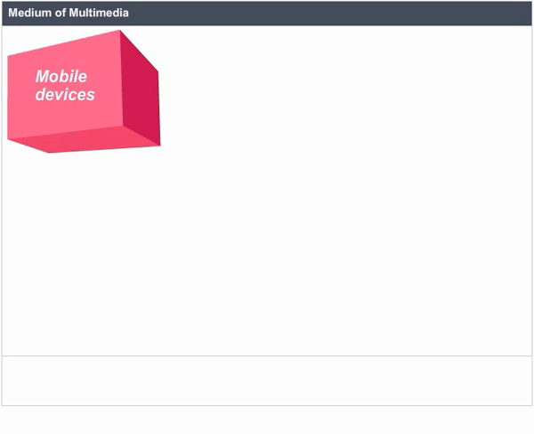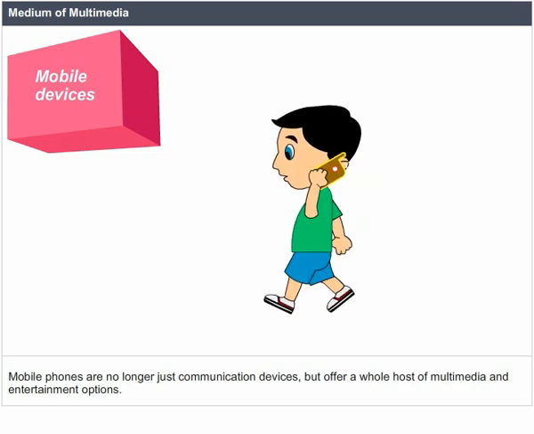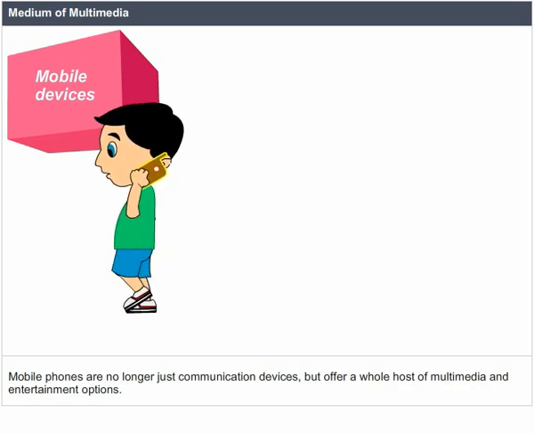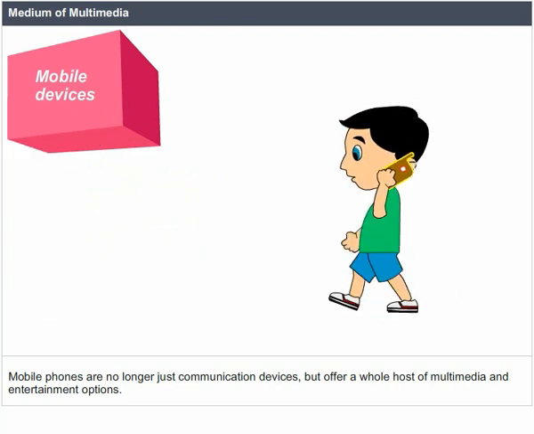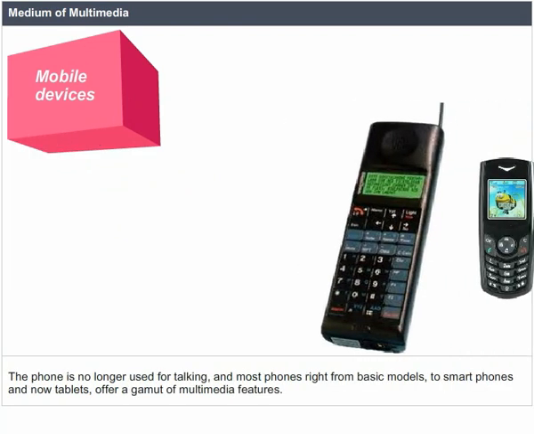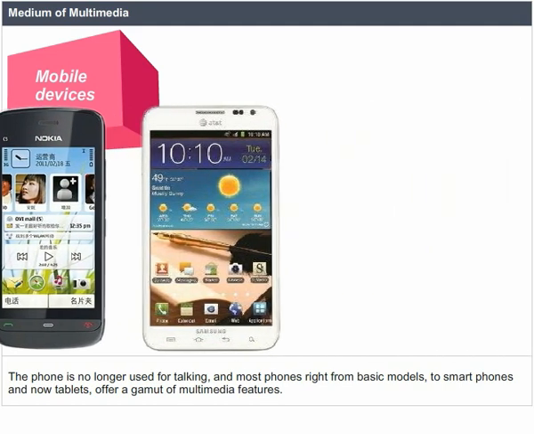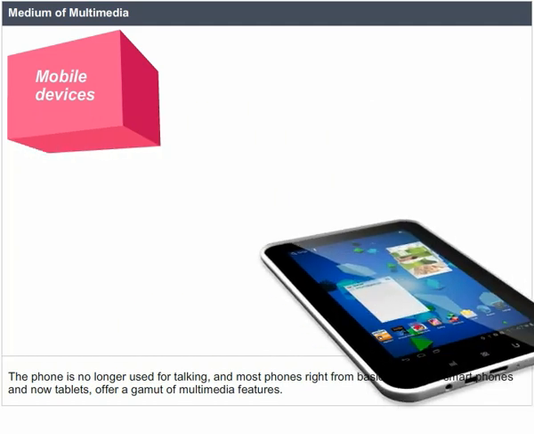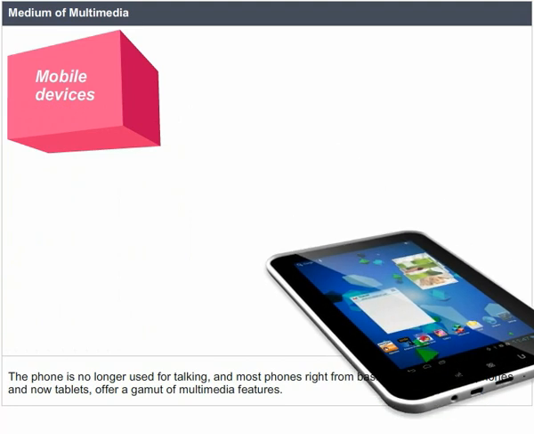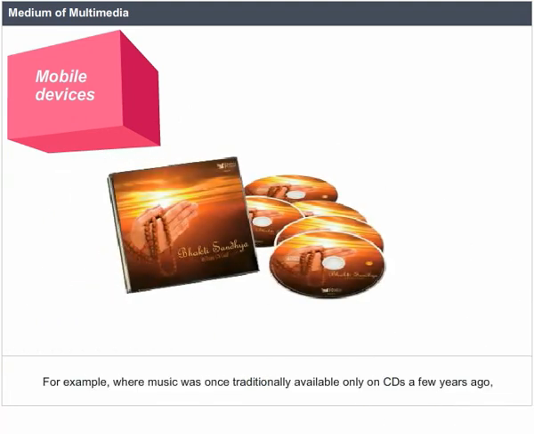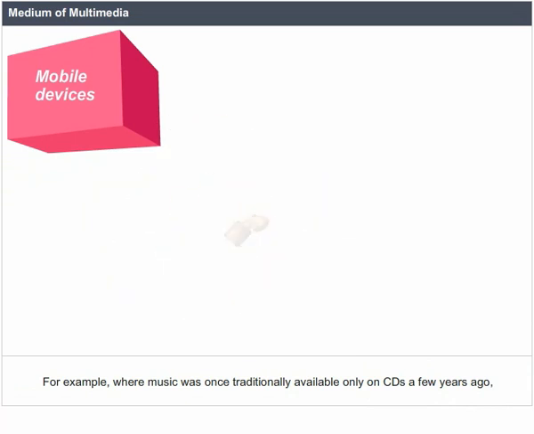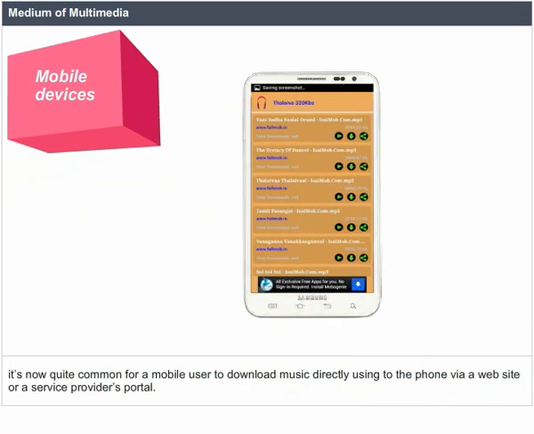Mobile devices. Mobile phones are no longer just communication devices, but offer a whole host of multimedia and entertainment options. The phone is no longer used for talking, and most phones, right from basic models to smartphones and now tablets, offer a gamut of multimedia features. For example, where music was once traditionally available only on CDs, a few years ago, it's now quite common for a mobile user to download music directly using the phone via a website or a service provider's portal.